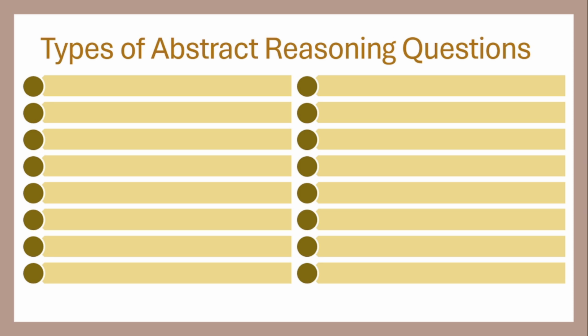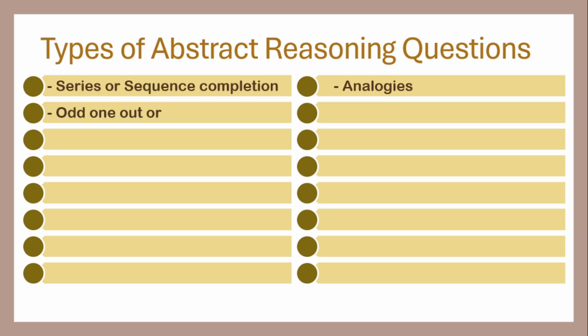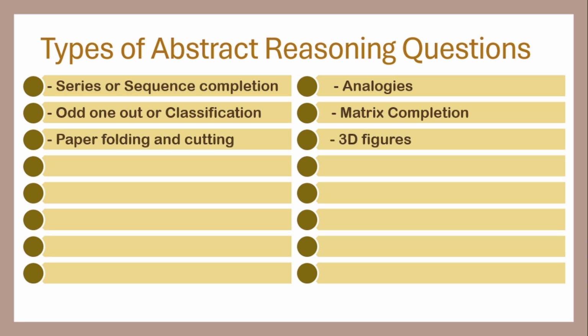Types of abstract reasoning questions. Series or sequence completion. Analogies. Odd one out or classification. Matrix completion. Paper folding and cutting. 3D figures and dice. Similarities.